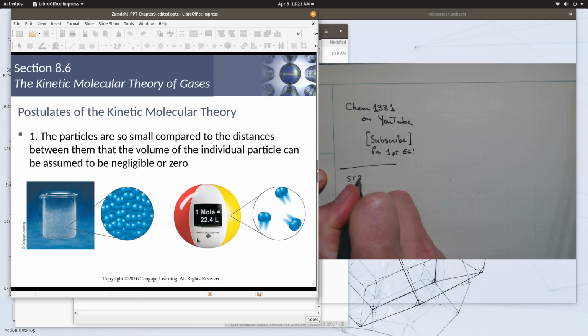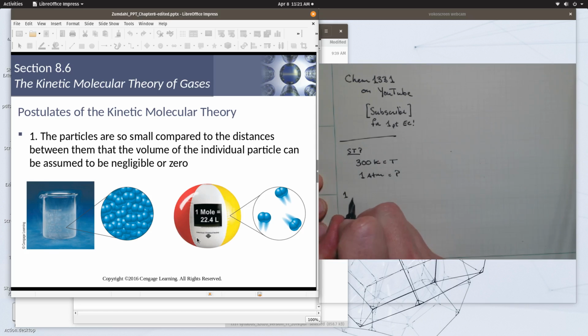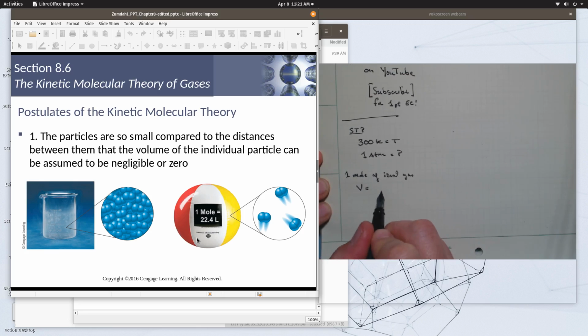Standard temperature and pressure is 300 degrees Kelvin, the standard temperature, and 1 atmosphere is the pressure. These are the standard temperature and pressure conditions. And 1 mole of an ideal gas has a molar volume of 22.4 liters. Now we could figure out exactly how much volume an individual atom occupies.